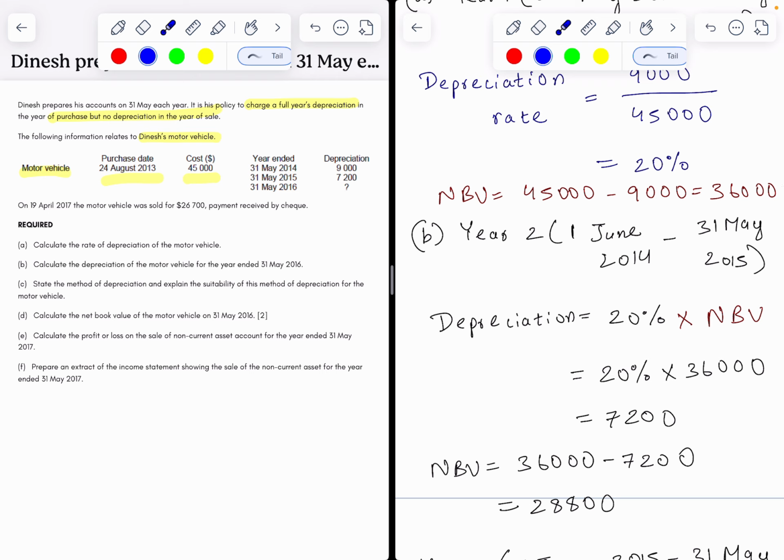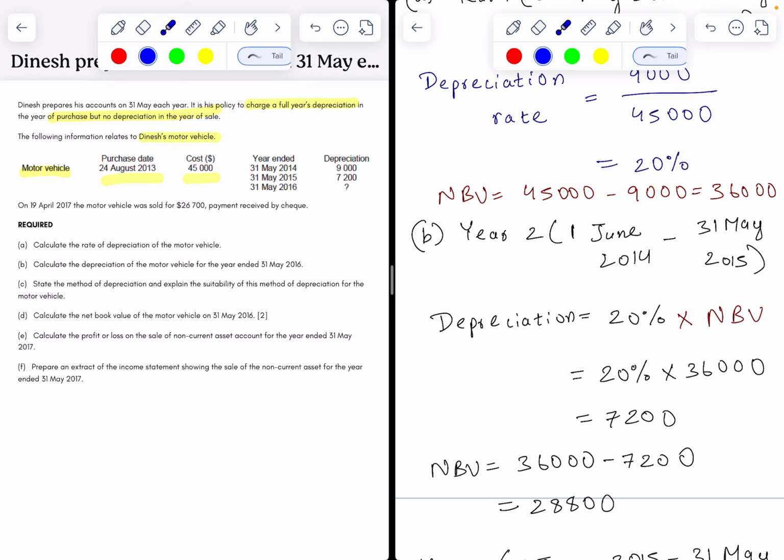Now the second part of the question requires us to calculate the depreciation of the motor vehicle for the year ended 31 May 2016. So year 2 would start on 1 June 2014 and end on 31 May 2015. And we clearly understand that we are working with a depreciation method for reducing balance, because the depreciation expenses given to us in the last column shows that there has been a decline from 9,000 to 7,200 as we move from 1 year to the next.